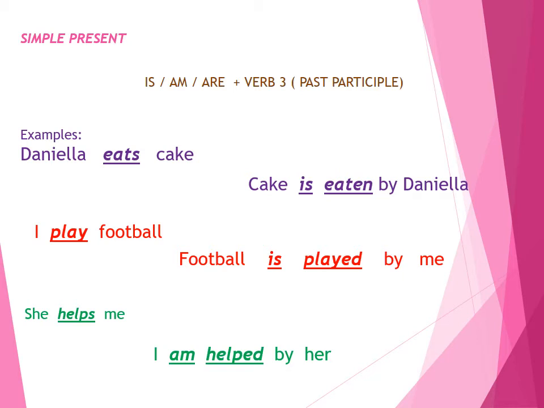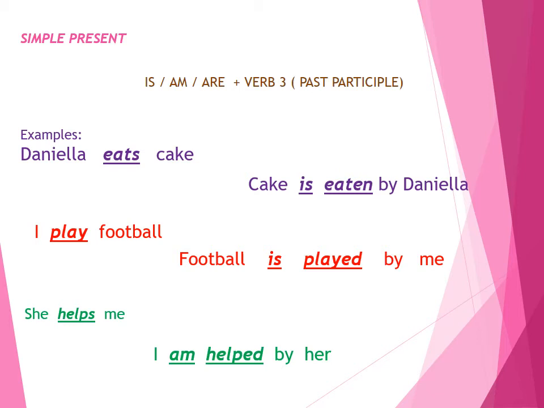The first one is "Daniela eats cake." In this sentence, the subject is Daniela, the action or verb 1 is eat, and the object is cake. When we are going to change active into passive voice, remember that we have to move the object of the active voice to the beginning of the passive voice. So we have cake first, followed by to be "is", because it is in simple present and cake is singular. And then the verb eat, verb 1, we have to change into past participle form, eaten. So "Daniela eats cake" in passive voice is "Cake is eaten."